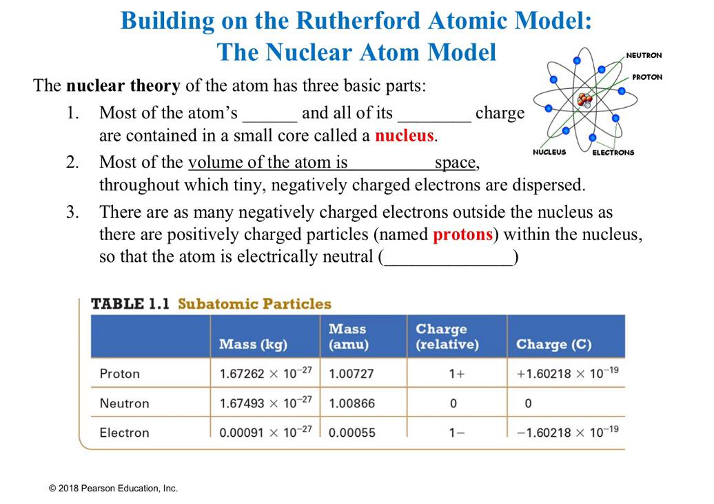So ultimately, the atomic model that we have now is based off of all of these experiments put together. There are 3 parts to it. The first one is that the atom's mass, most of the mass and all of its positive charge, is held in the nucleus, and that nucleus is a really small, dense space in the middle. Most of the volume of the atom is empty space, and it has these negatively charged electrons in there.